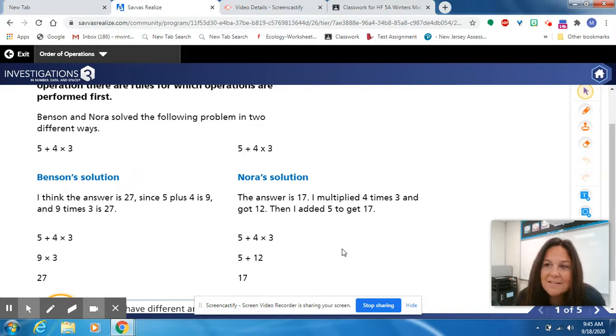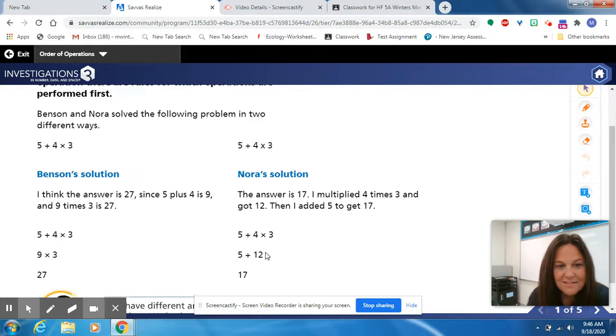Think back to the little introduction we just did. Did Benson solve this correctly? You're right. He didn't, because he added first. We know that with order of operations, we need to multiply and divide first. So Nora is correct. Nora got 17. She multiplied 4 times 3 first, which was the correct order in which to solve this. She did 4 times 3, which was 12, and then she added next.